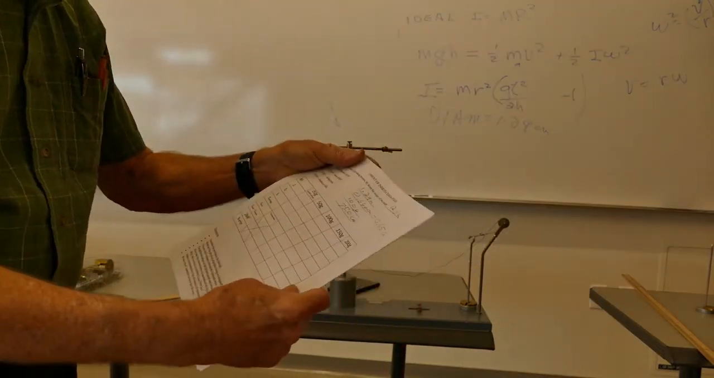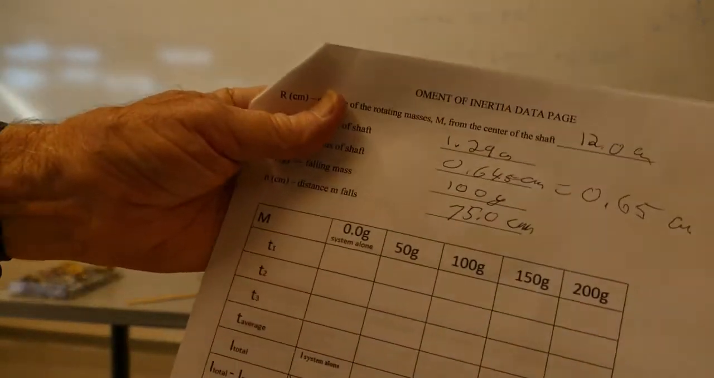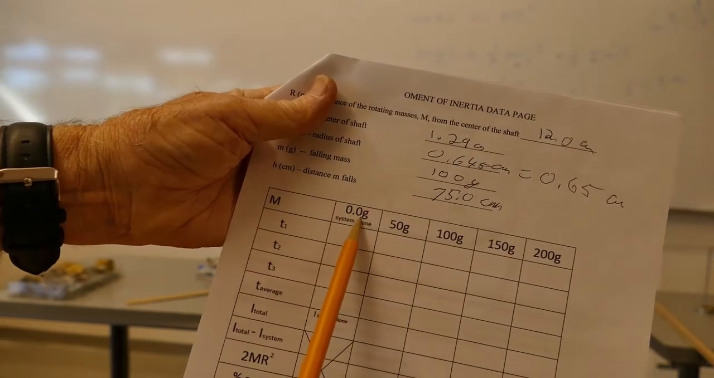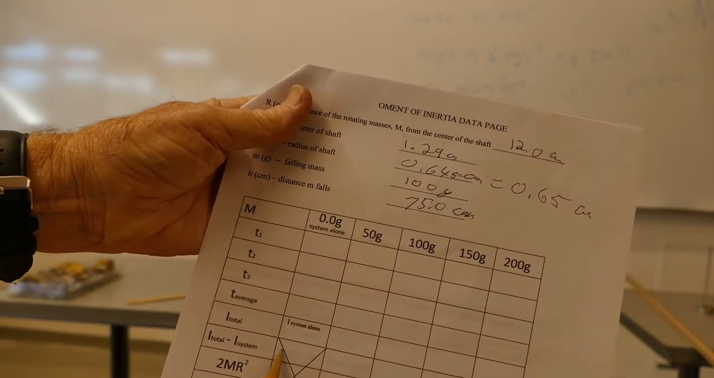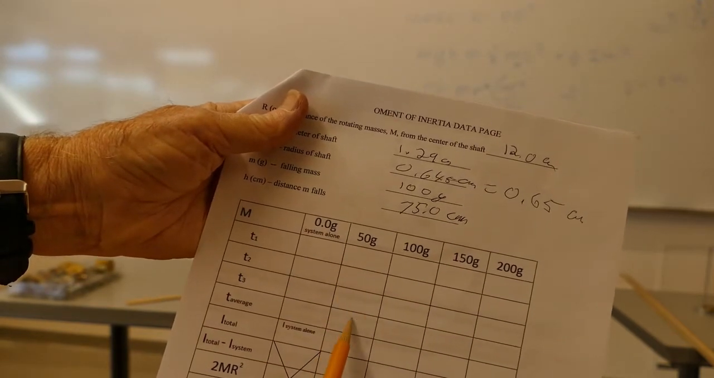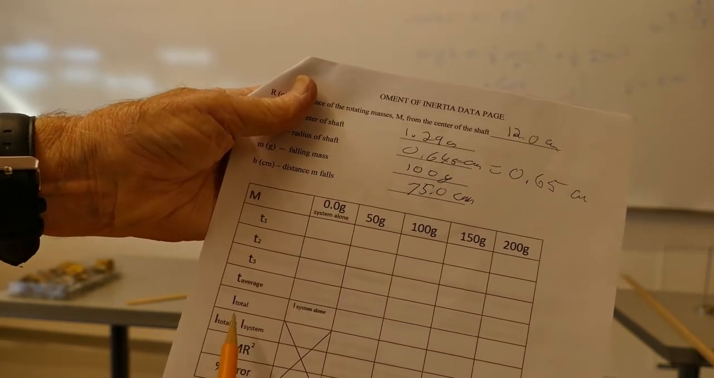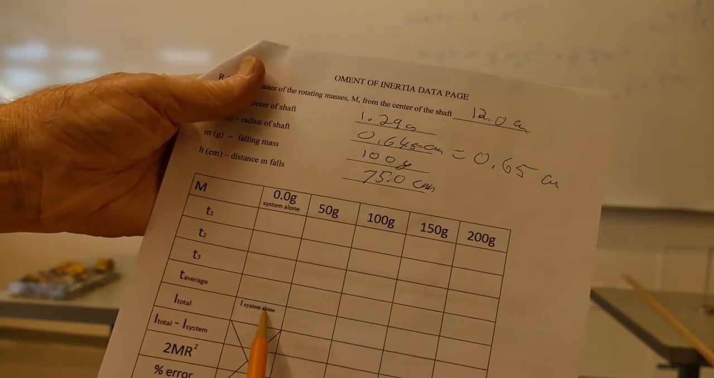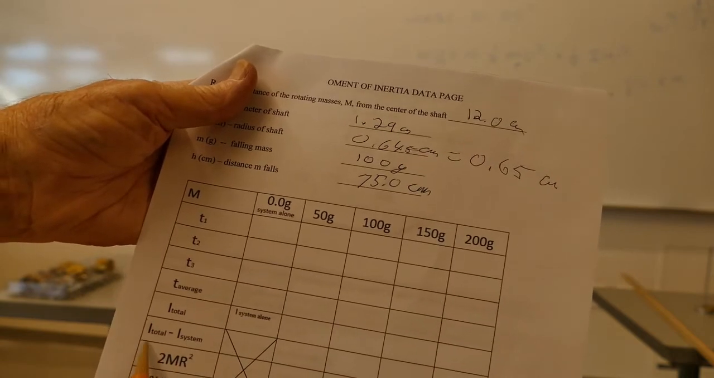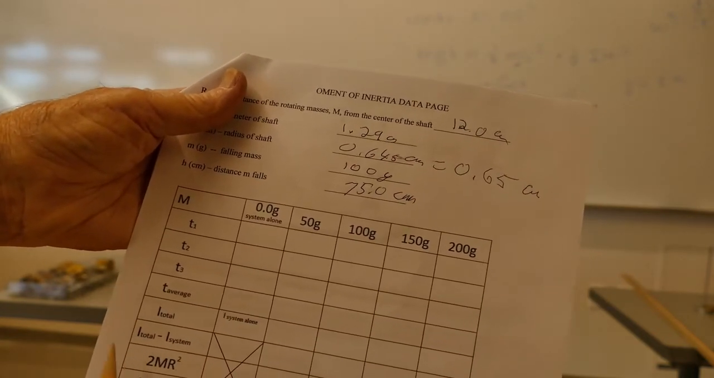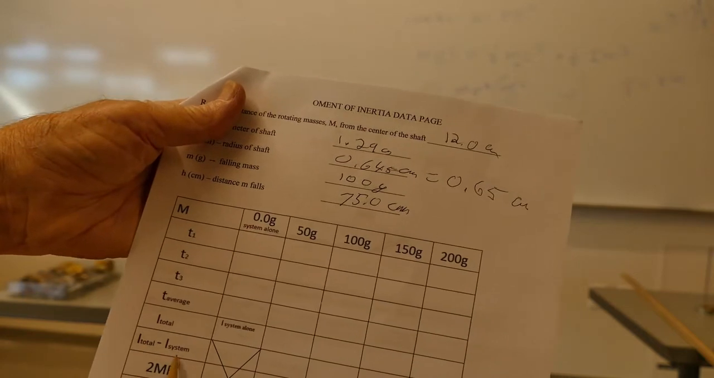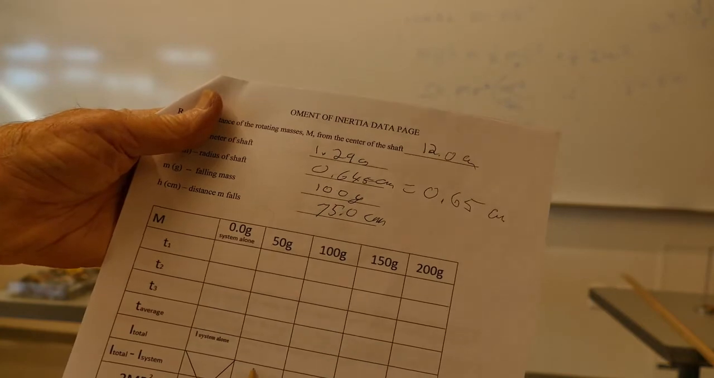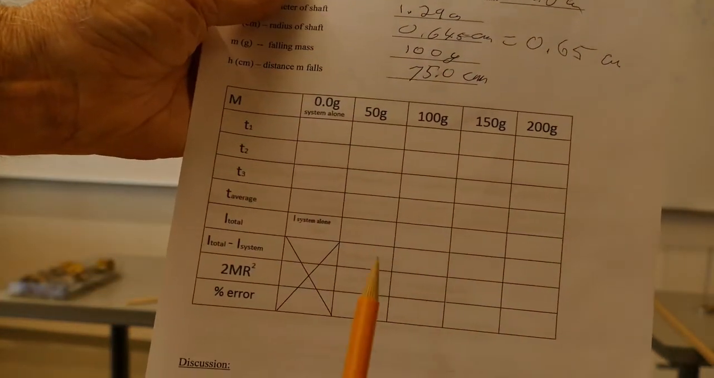We're going to start out with 0 masses on the system and measure the time for that. Then we're going to add 50 grams, measure the time for that, and then later we'll subtract the system alone from the total of the masses plus the system. We're going to subtract the system alone, which is this moment of inertia, and that'll give us the moment of inertia of the masses alone.